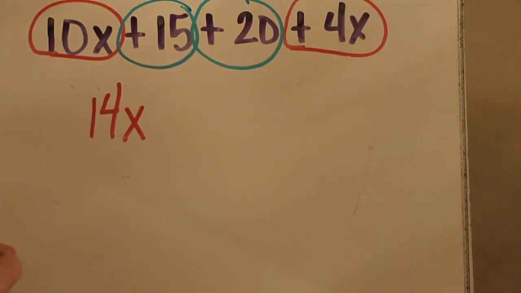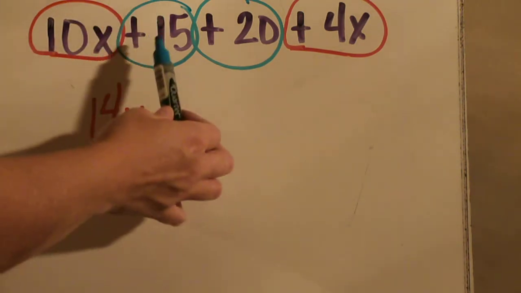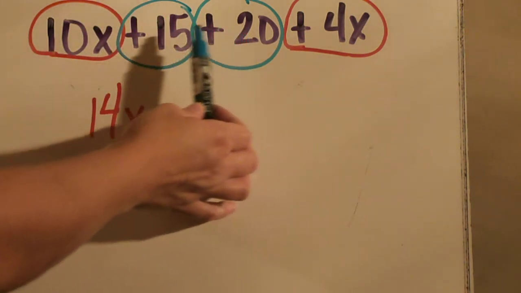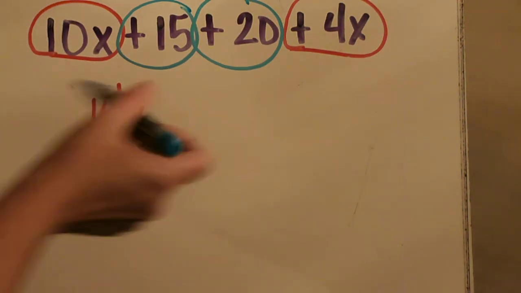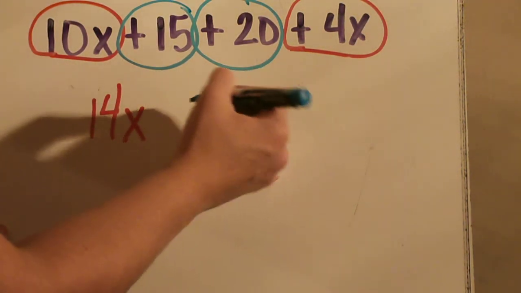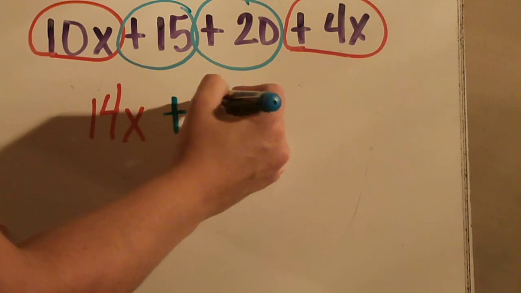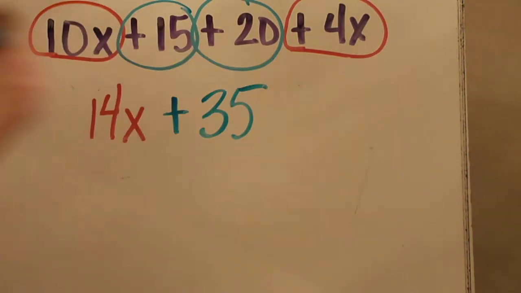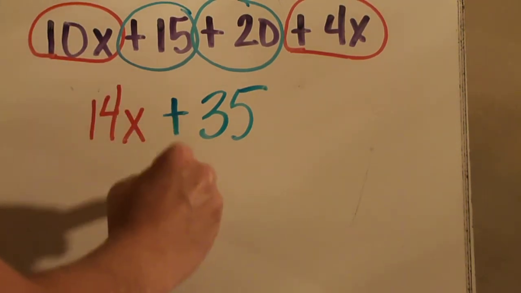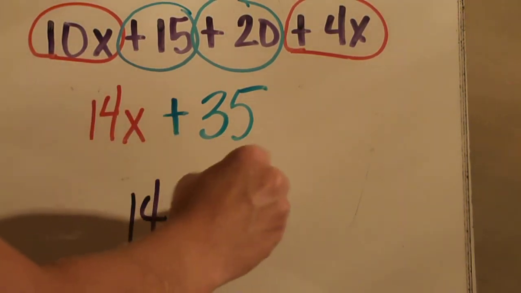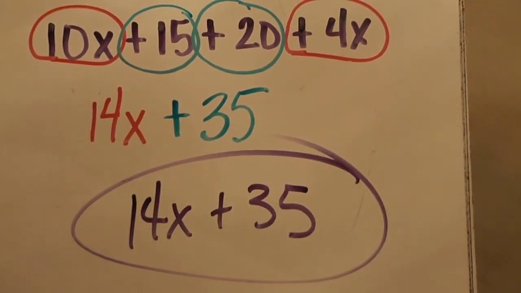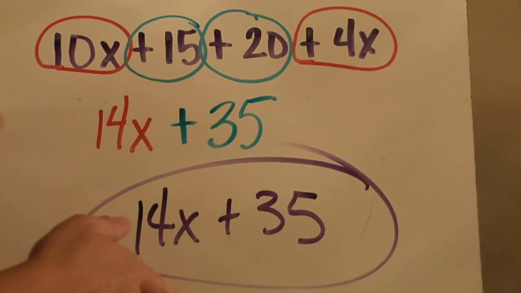Our next set of like terms are our 15 and our 20. We know they're like terms because they're constants. They do not have variables with them, so therefore they're like. So we're going to say 15 plus 20 gives us 35. And it does need to be a plus 35. So our answer here, simplified, is 14x plus 35, and we are finished simplifying this expression.